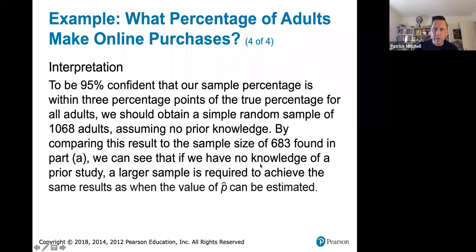So this is what we said on the last slide. A larger sample is required if you have no prior knowledge of p hat. And that's the end of section 7.1.